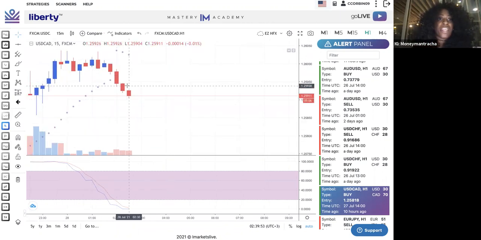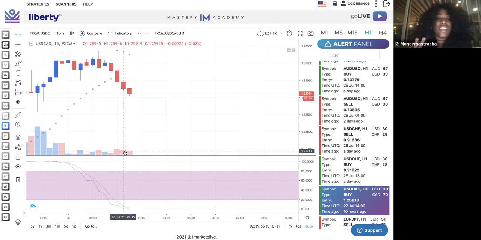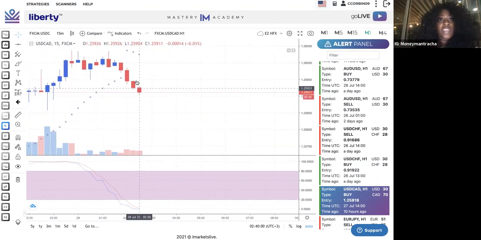It may not drop for too long, but you may be able to get a little bit of money because we can see we have the red candle. We see it's under the parabolic SAR. We see the volume bar lines. We see the red is over the blue.